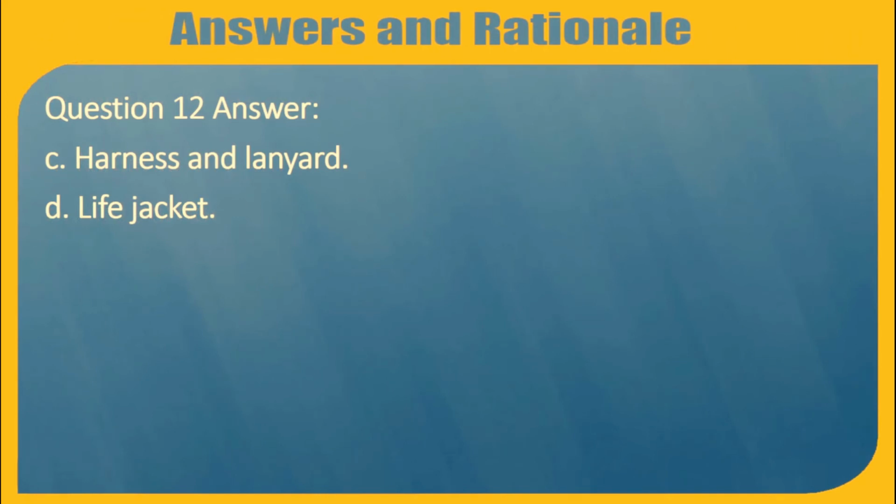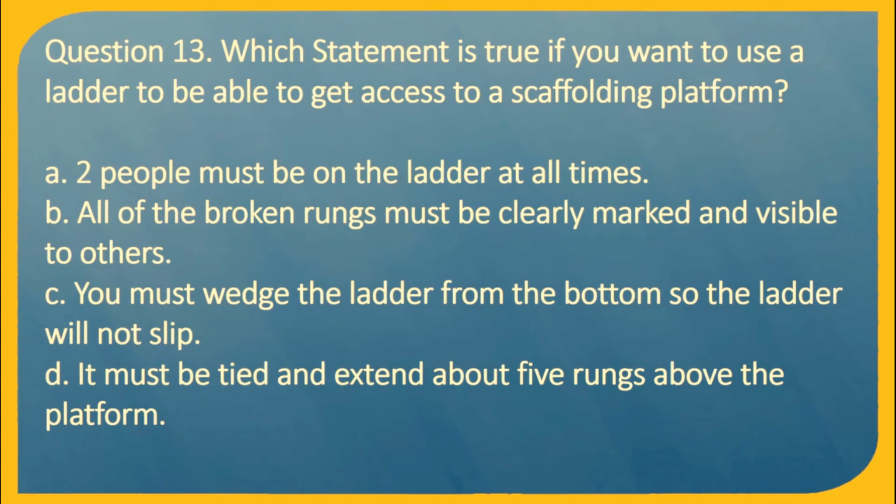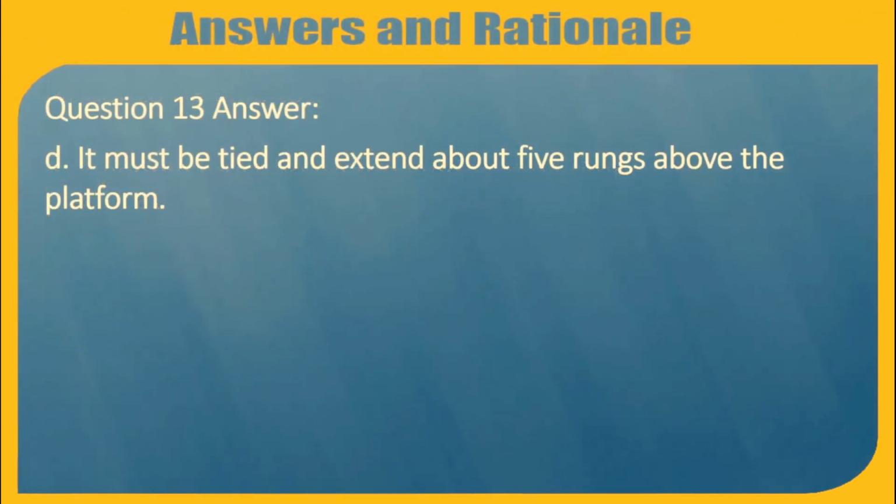D. Life jacket. Question 13. Which statement is true if you want to use a ladder to be able to get access to a scaffolding platform? A. 2 people must be on the ladder at all times. B. All of the broken rungs must be clearly marked and visible to others. C. You must wedge the ladder from the bottom so the ladder will not slip. D. It must be tied and extend about 5 rungs above the platform. Question 13. Answer D. It must be tied and extend about 5 rungs above the platform.